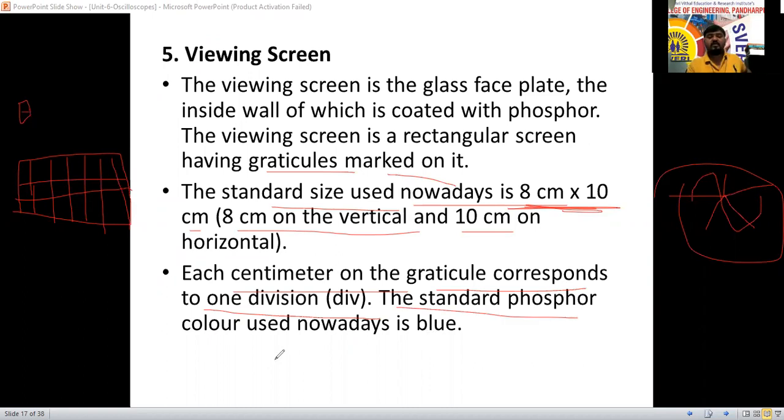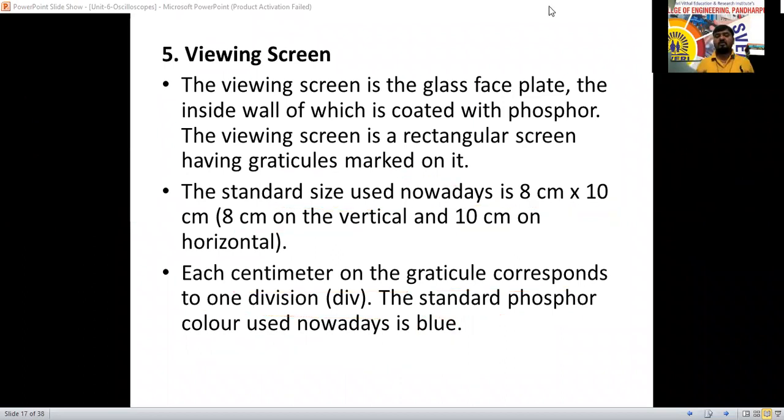So the standard phosphor color used nowadays is blue. These are the features of the CRT. Can anyone tell me what the features of the CRT are? Size, second one is phosphor material, third one is operating voltage, fourth one is deflecting voltage, fifth one is viewing screen. So these 5 are the CRT tube features, and the 7 main blocks of the CRO we have discussed.